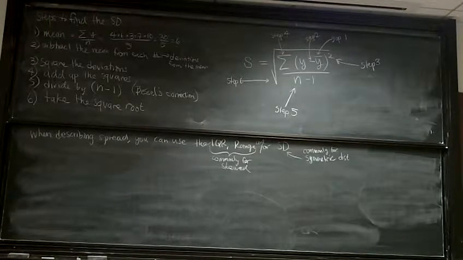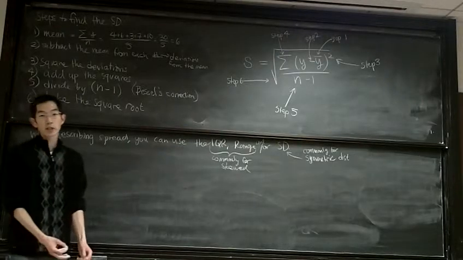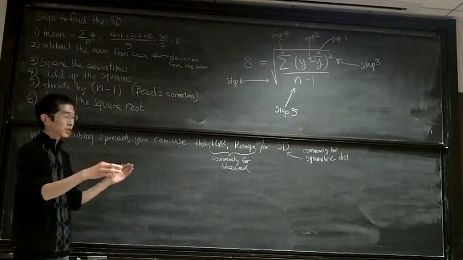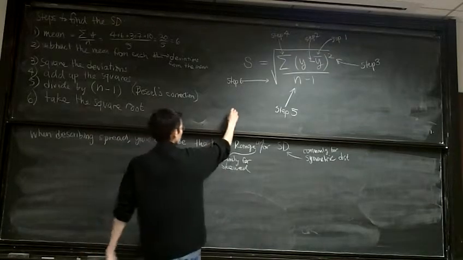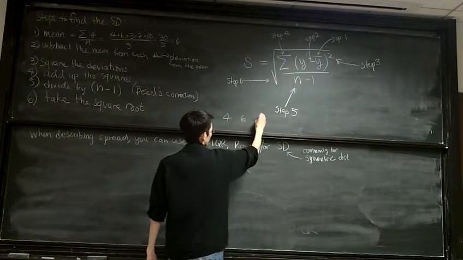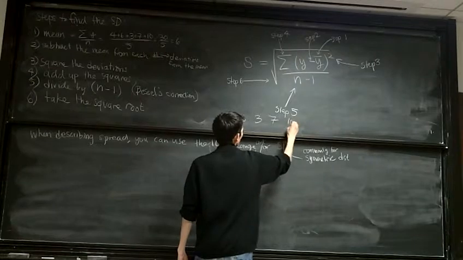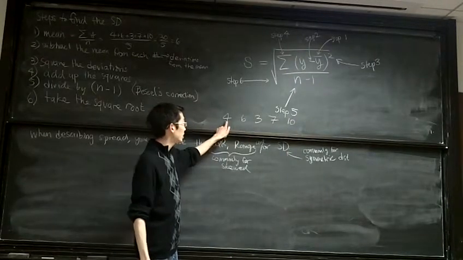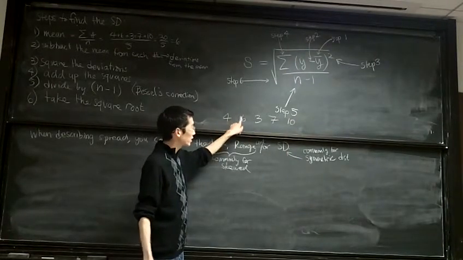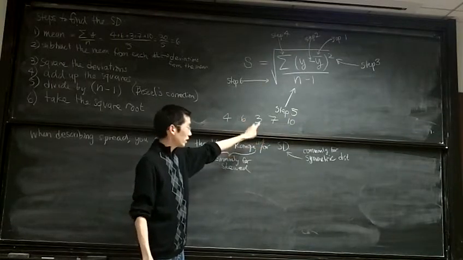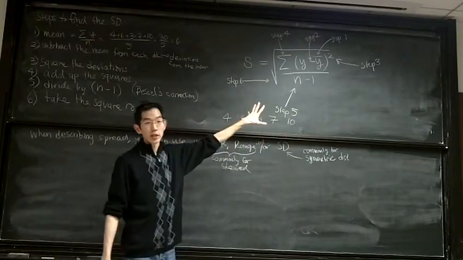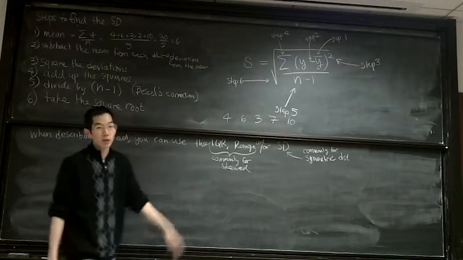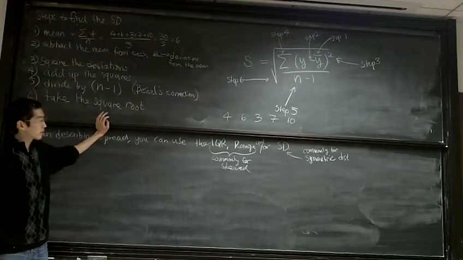Okay, we have a question. It's about the formula. If y bar is the mean, what is y? Y is each value in your list. When we were talking about the plants, we had 4, 6, 3, 7, and 10. Each value, the 4 is a y, the 6 is a y, the 3 is a y, all 5 of these numbers are y, and you've got to subtract the mean from all 5 of those numbers.